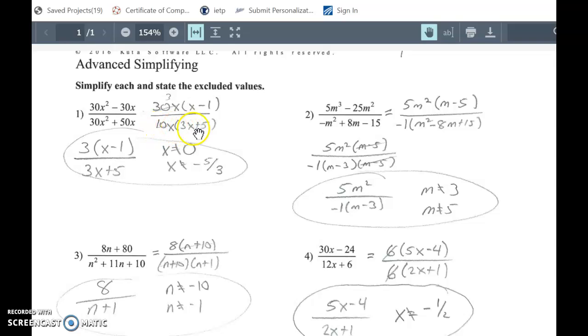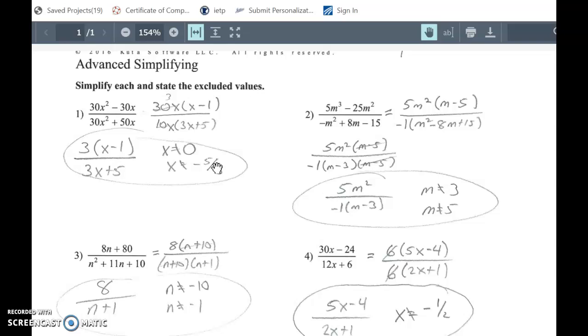Also, we have a second factor, 3x plus 5. And in that factor, we say, what would make the bottom be 0? And that's not as easy to see for this one. So we take 3x plus 5 and we set it equal to 0 to see what would make that factor 0. When you do that, you subtract 5 to the other side, getting negative 5, and divide by 3. So that becomes negative 5/3. So the excluded value is negative 5/3.